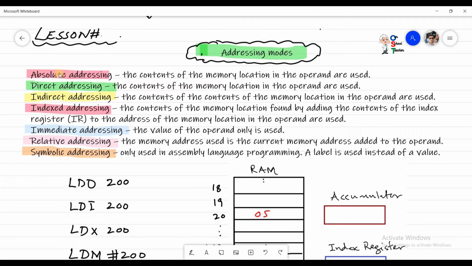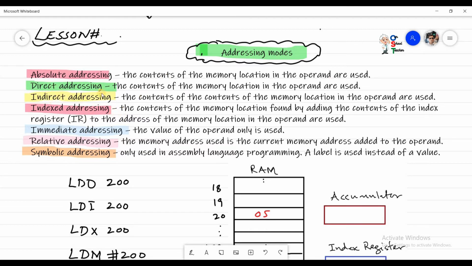The first one and second one both are the same. They are the names of the same addressing mode, absolute addressing and direct addressing. The definition given is: the content of the memory location in the operand is used. You know that in assembly language, the commands are called mnemonics, which we studied in the previous lesson. A mnemonic can be divided into two parts: one is the operator and the second one is the operand. So the content of the memory location in the operand is used, right?